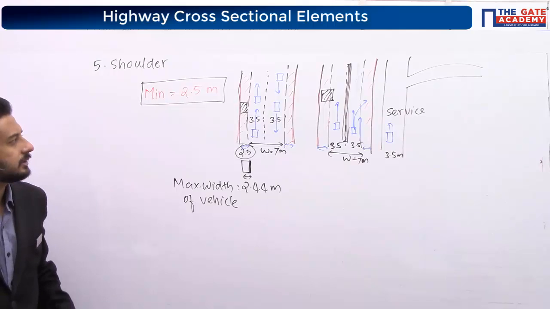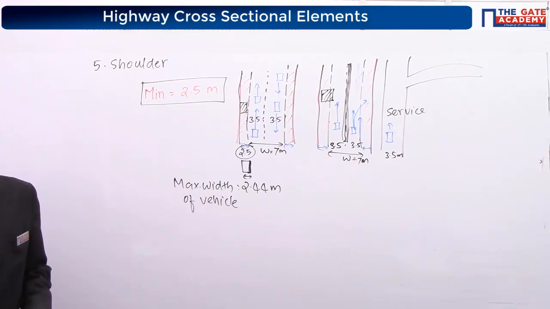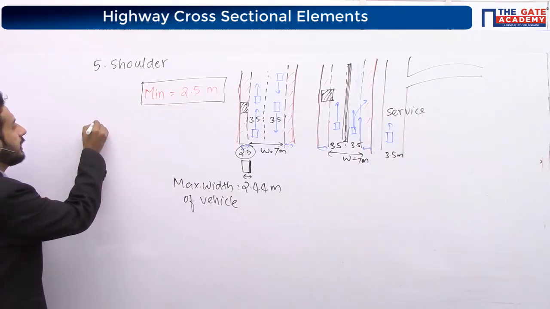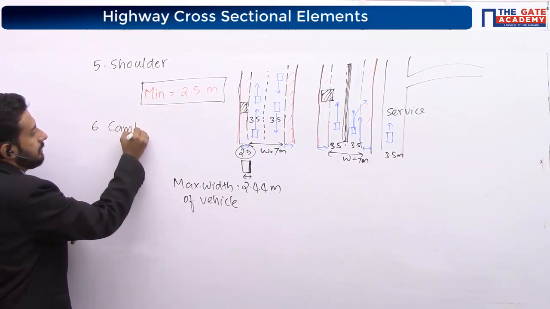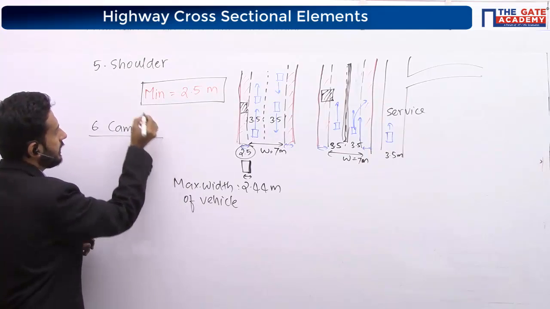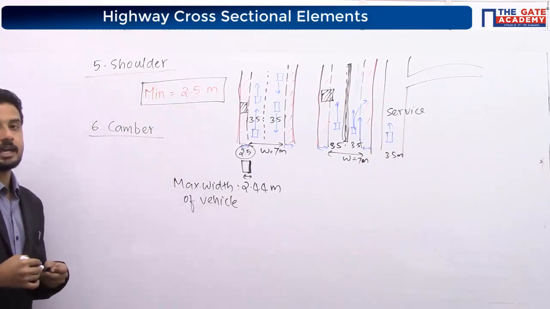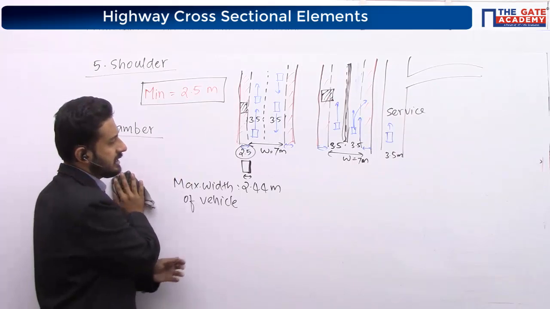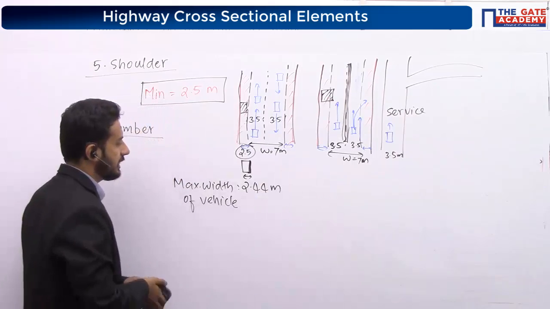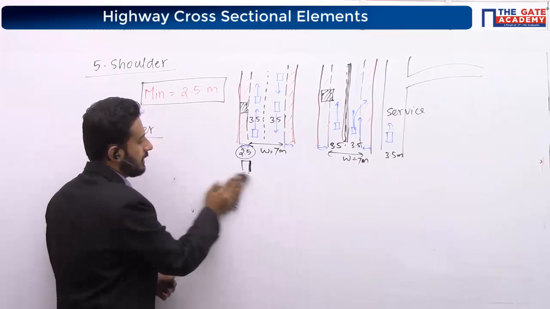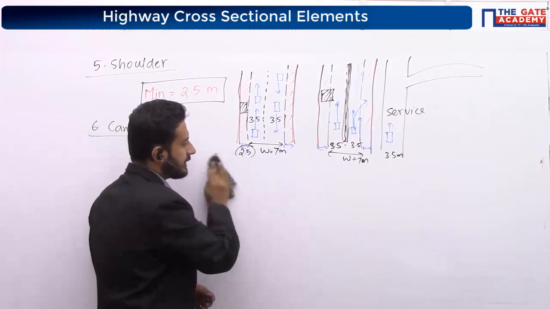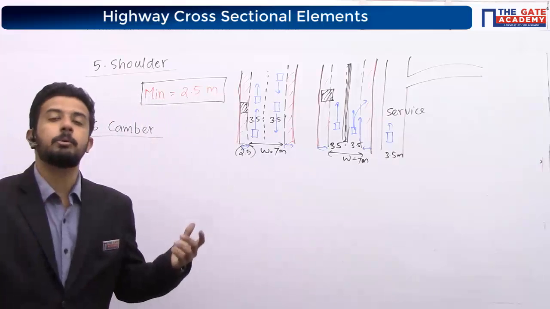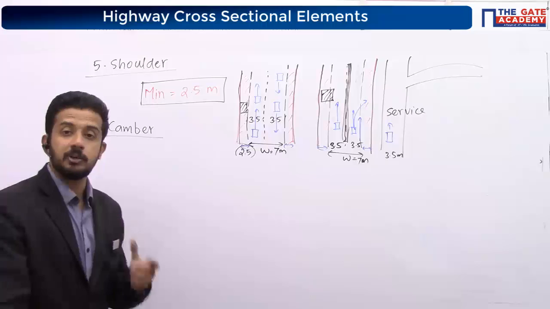Understood what it is? That is called as shoulder. Then one of the main, very important things is camber. Very important thing, camber. I hope you have noted down the minimum width. See, maximum, you may get a 1 mark question here. Minimum width is 2.5. Why that 2.5? It is because 2.44 is the maximum width of a vehicle.